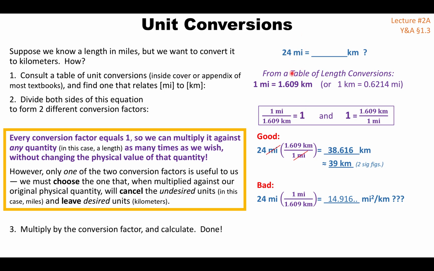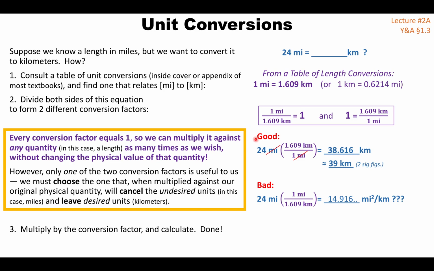So I could take 24 miles and multiply it by this ratio over and over again, 2, 3, 4 times, or that ratio. So it doesn't matter, and I haven't changed the length of 24 miles. This is important because that means that whatever number of kilometers this is, it will have the same physical length through space as the original 24 miles.